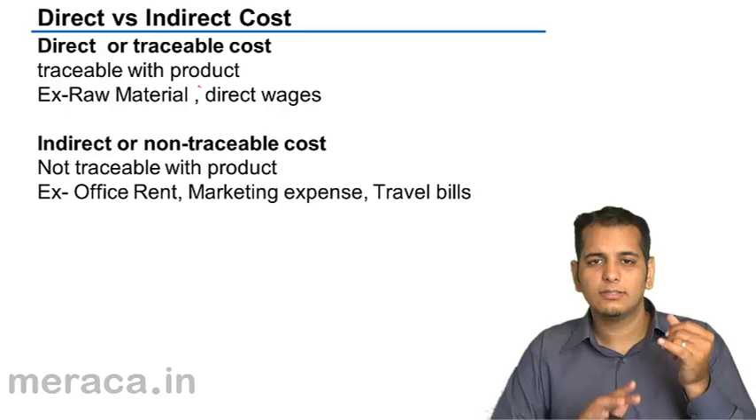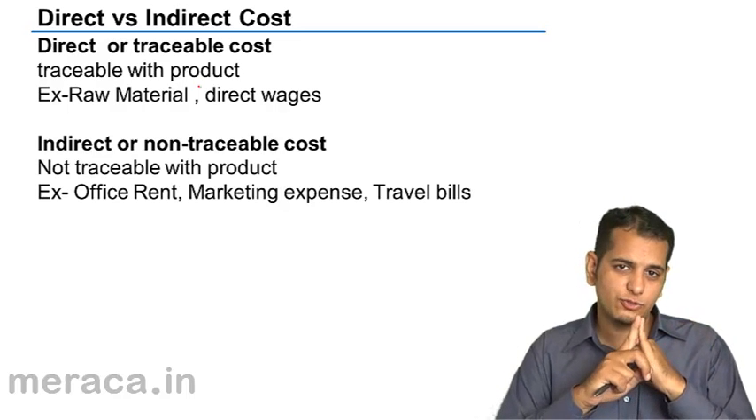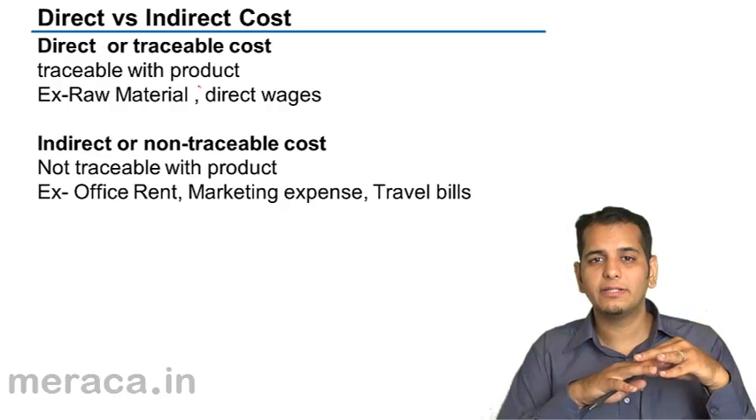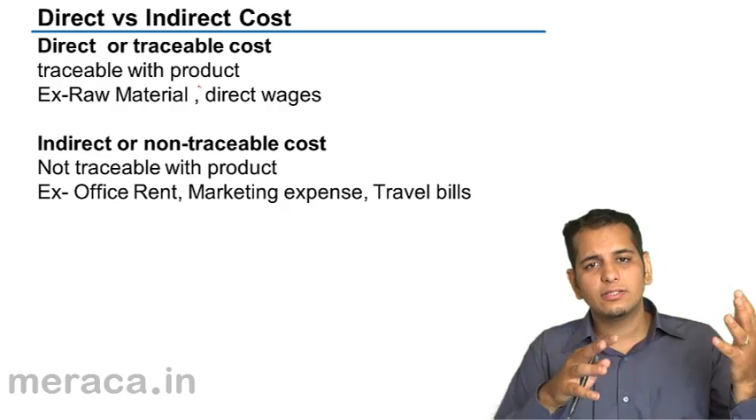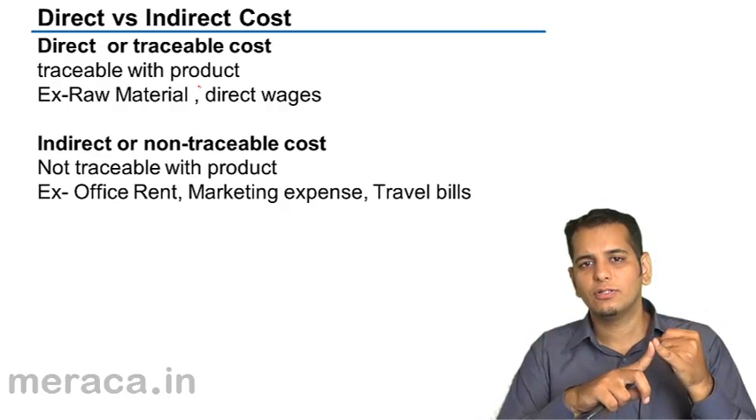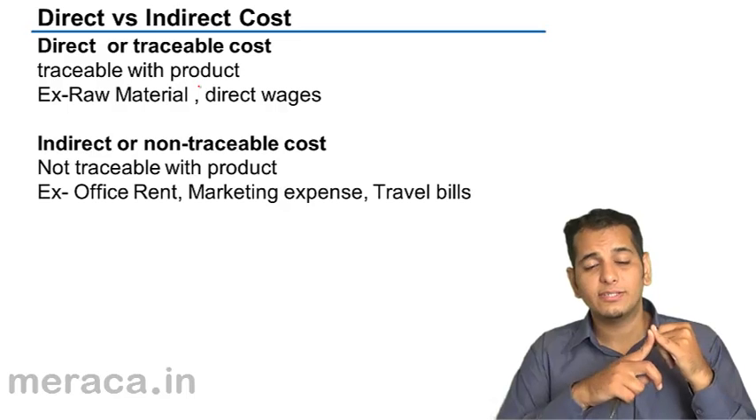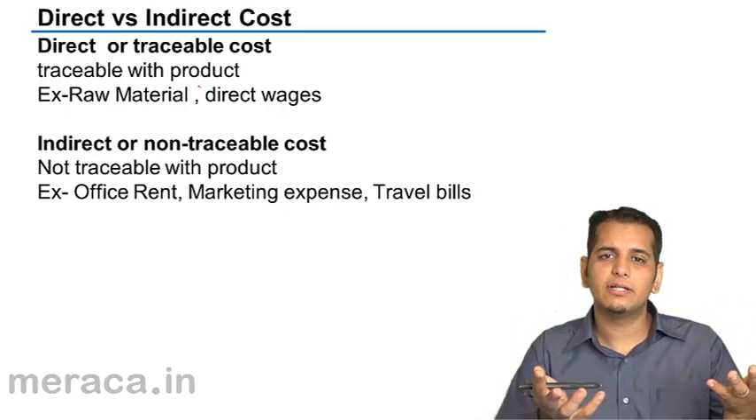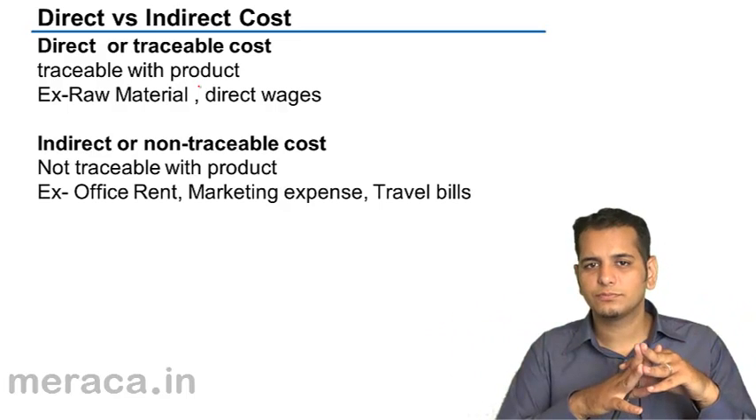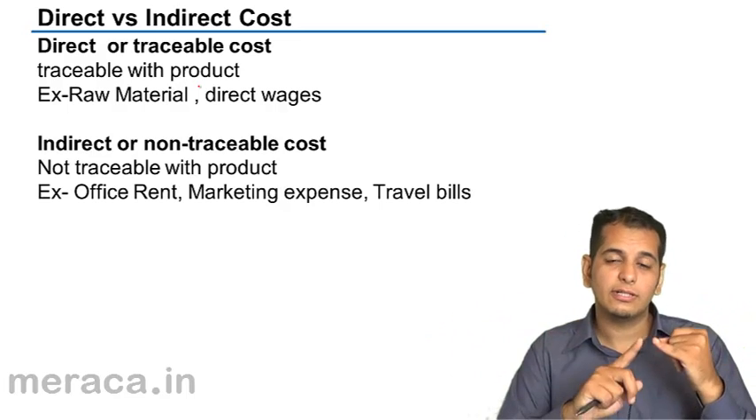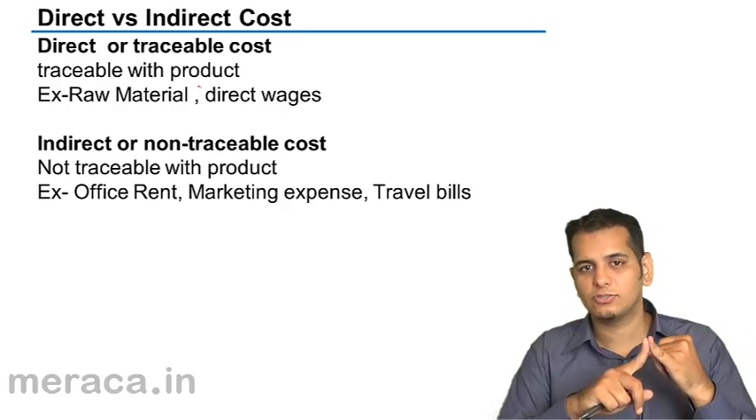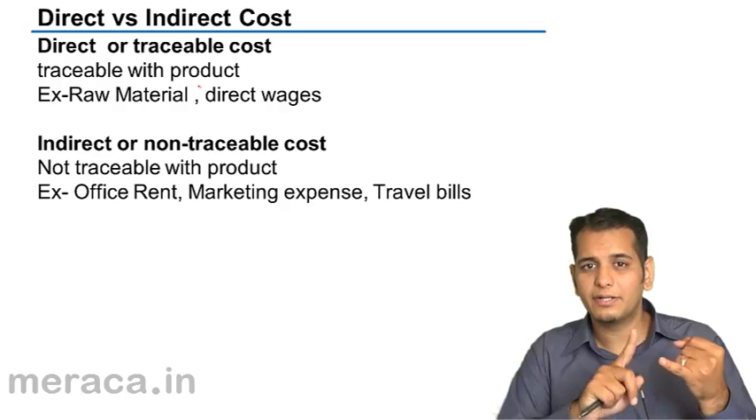For example, the cost of purchase of raw materials. When you purchase raw materials, you incur some cost. Now, is this cost required for production of output? Yes, it is. Unless you purchase material, you won't be able to convert it into finished goods. So, this cost is required for production. So, this becomes our direct cost because it is directly related to production.